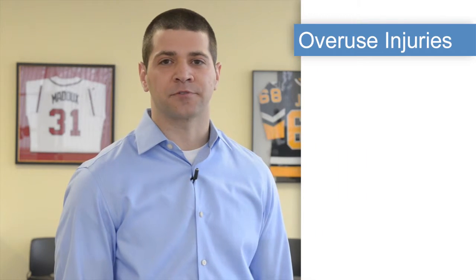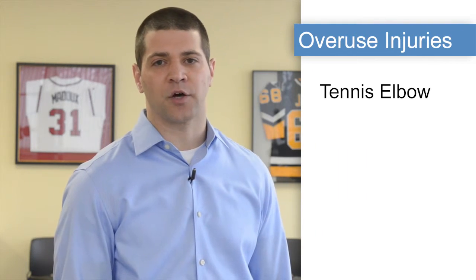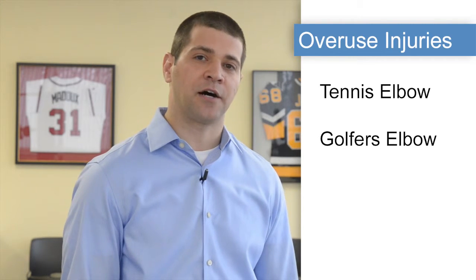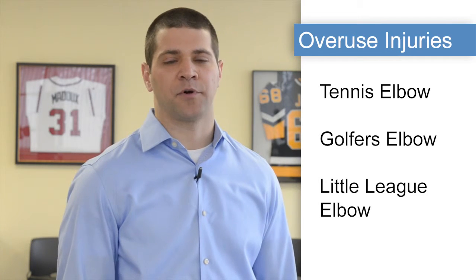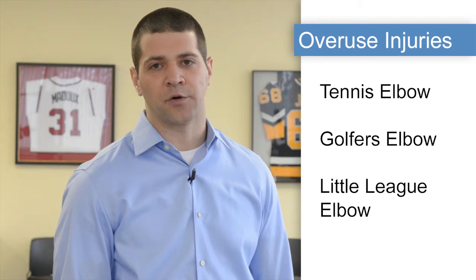I'm a physical therapist here at Star Physical Therapy in Shelton, and I'm going to be talking today about upper extremity overuse injuries. An overuse injury is microtrauma or stress that occurs to bones, tendons, or ligaments. Some common examples are lateral epicondylitis or tennis elbow, medial epicondylitis or golfer's elbow, or little leaguer's elbow, which is an inflammation of the growth plate in the elbow.